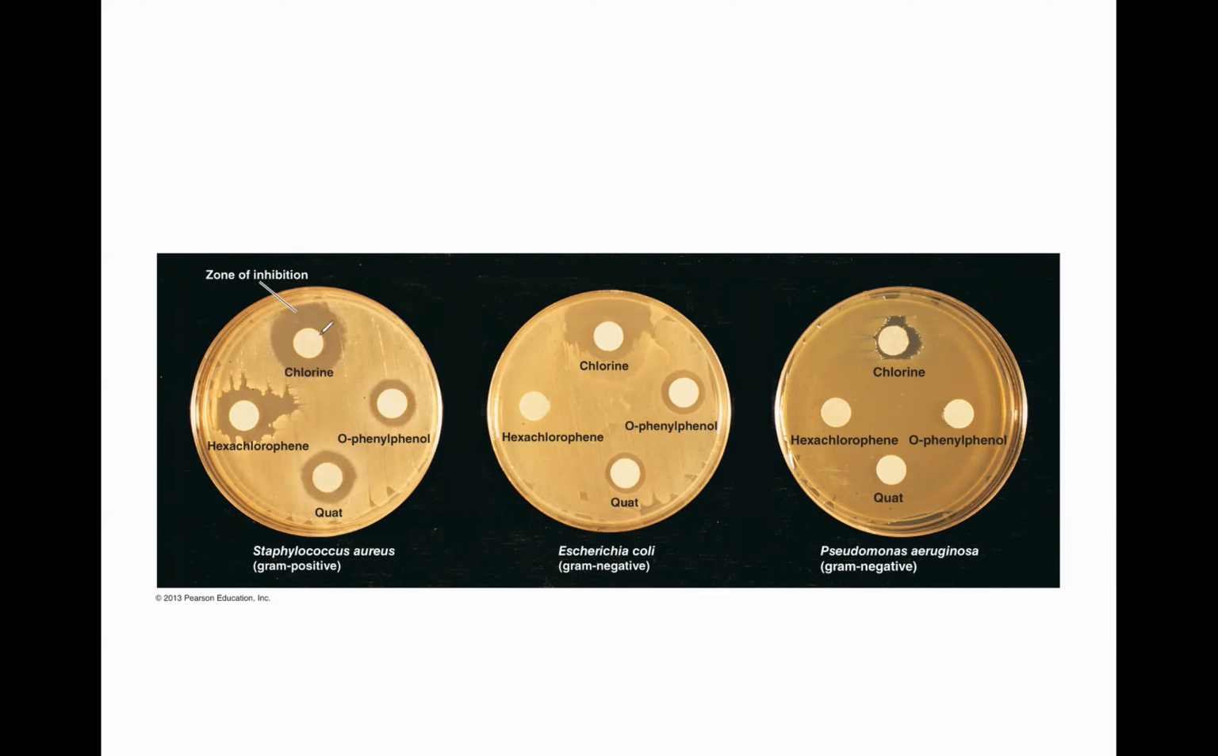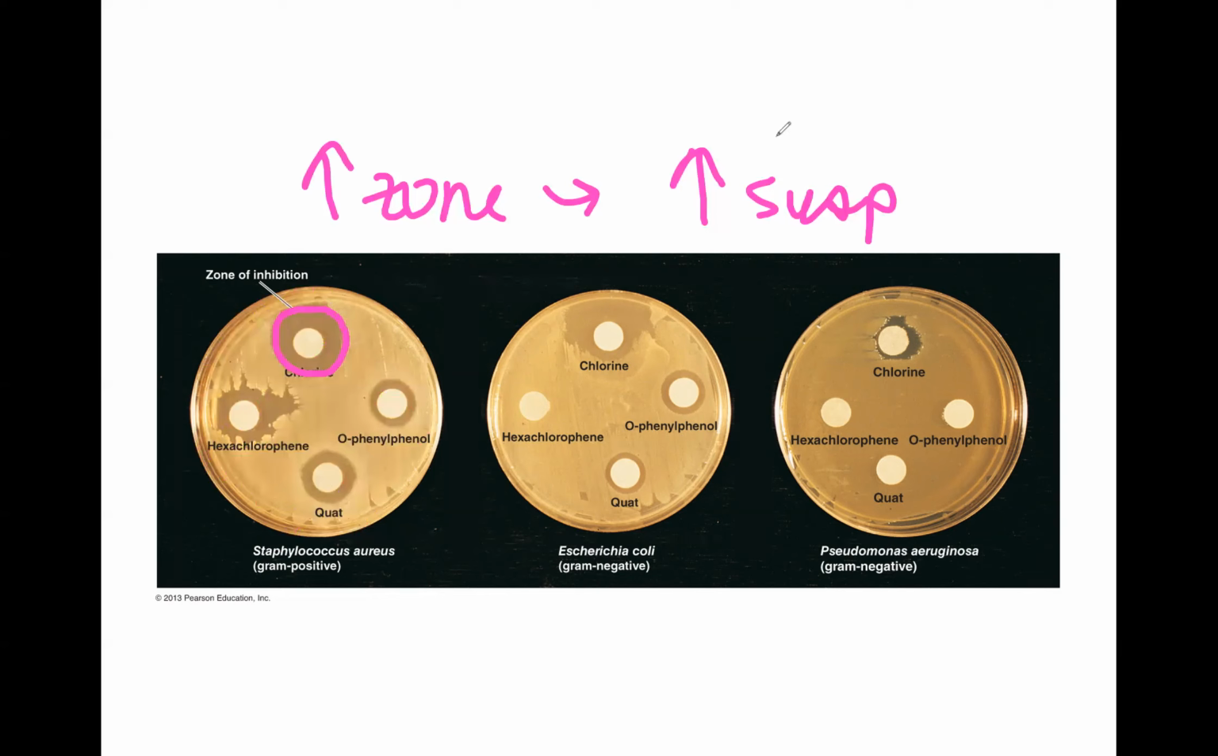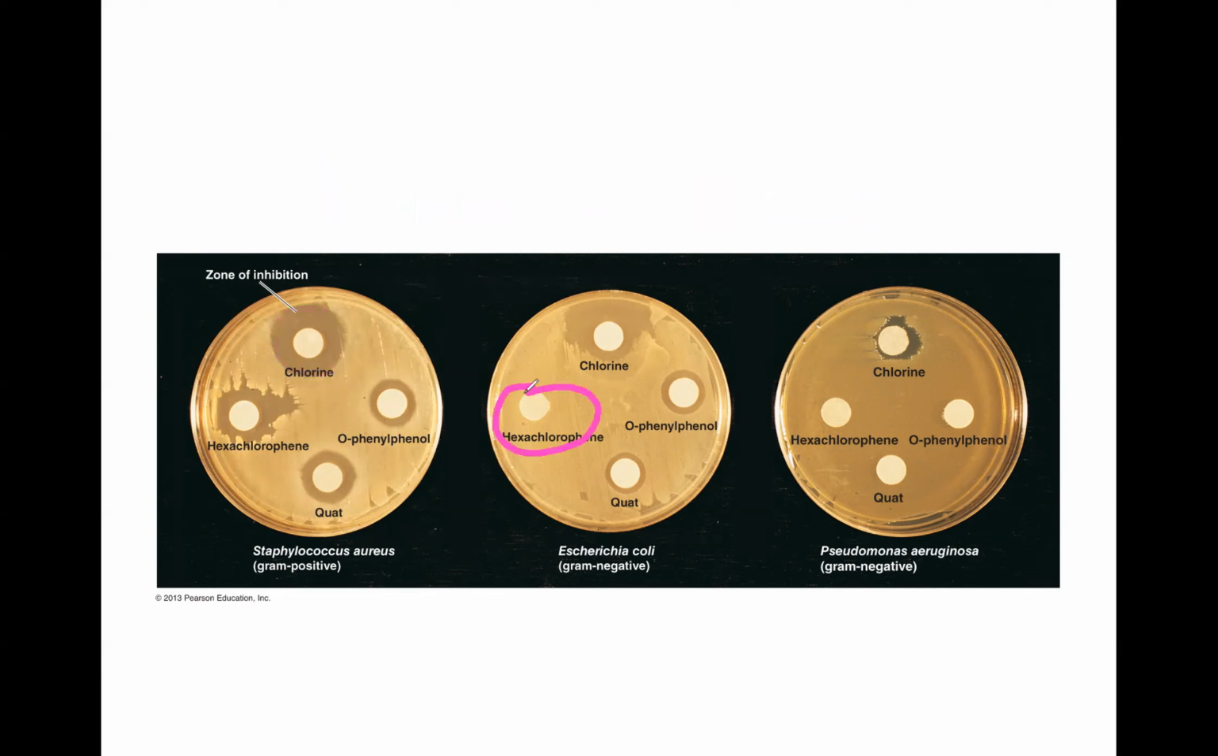And if you see these holes, these are called zones of inhibition. The greater the zone, the more susceptible a microorganism is to that agent. If you don't see a very big zone, for instance, like here, when we look at E. coli and hexachlorophene, or if we look at the Pseudomonas aeruginosa species, it's not going to be very effective. So those would not be antimicrobials that we would use.